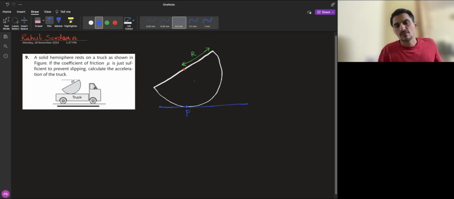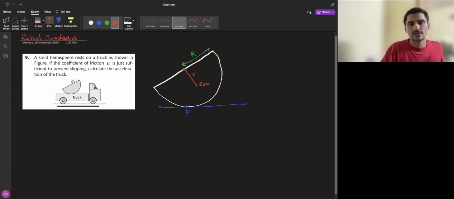Now, if we want to draw the forces acting on it, first of all, we need to draw the weight. Where to draw the weight? At the center of mass. Where is the center of mass of it? Consider this is small r, here is the center of mass. What is the value of r here? As we all know, for a solid hemisphere, the center of mass is at a distance of 3R by 8 from the point O. This is point O. Yes or no? So this is 3R by 8.